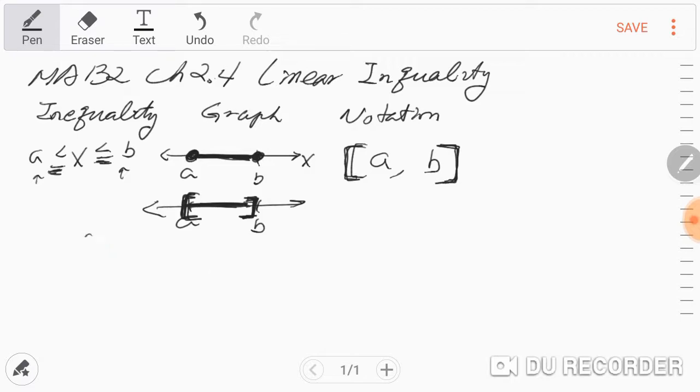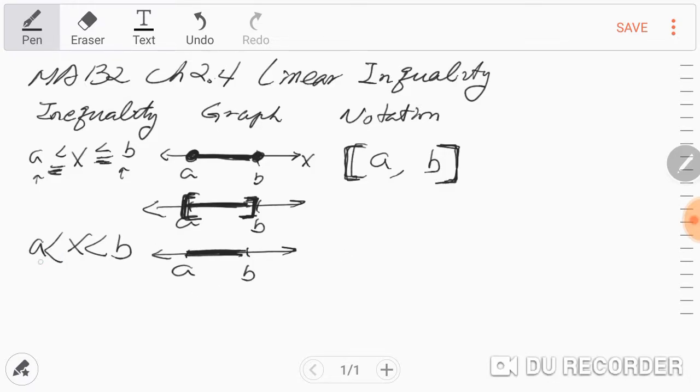How about this? Now x is greater than a, there's no equal sign, and less than b. Then the graph will be like this. a is less than b, so a first and then b later. Now x is between a and b, so we can make a bold line between a and b. How about the endpoints?